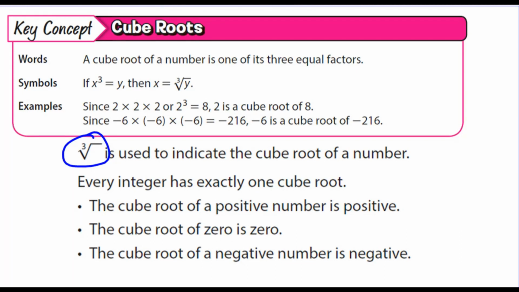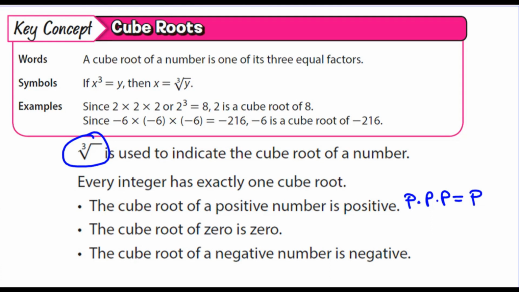Square roots, there are 2 square roots of every positive number, but every integer has exactly and only 1 cube root. And the cube root of a positive number will always be positive, because a positive times a positive times a positive is always positive. So if you have a positive number, the cube root is going to be positive. The cube root of 0 is 0, because 0 times 0 times 0 is 0.